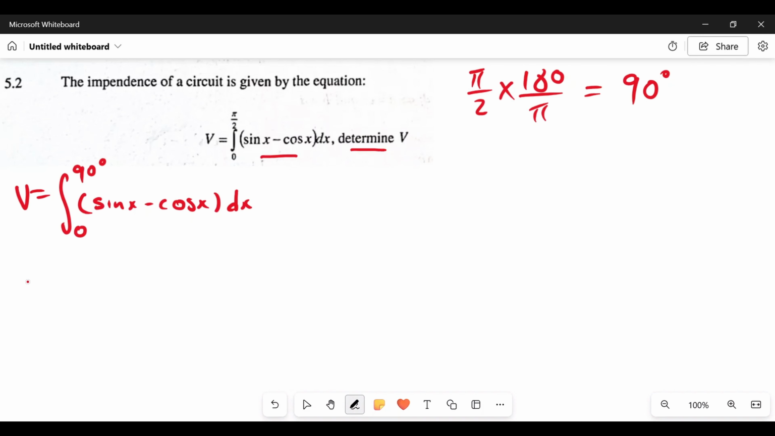All right, guys, let's do the next step. The next step here, we integrate. So let's put this inside the bracket. We're going to start with sine x. What is the integral of sine x? It's going to be negative cos x minus. Now, what is the integral of cos x? It's going to be positive sine. But since we have negative here, there's going to be negative sine x.